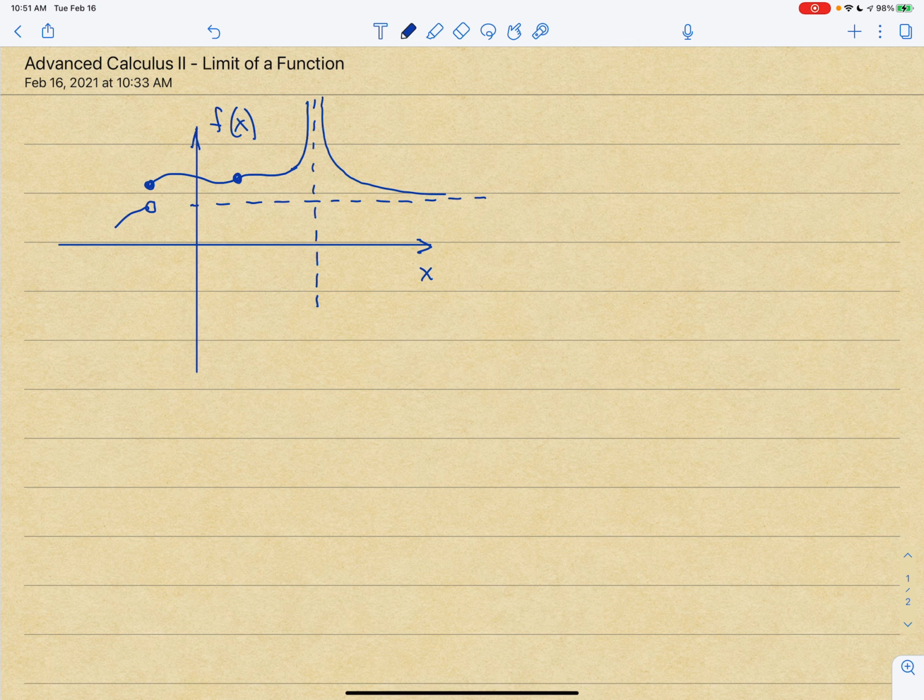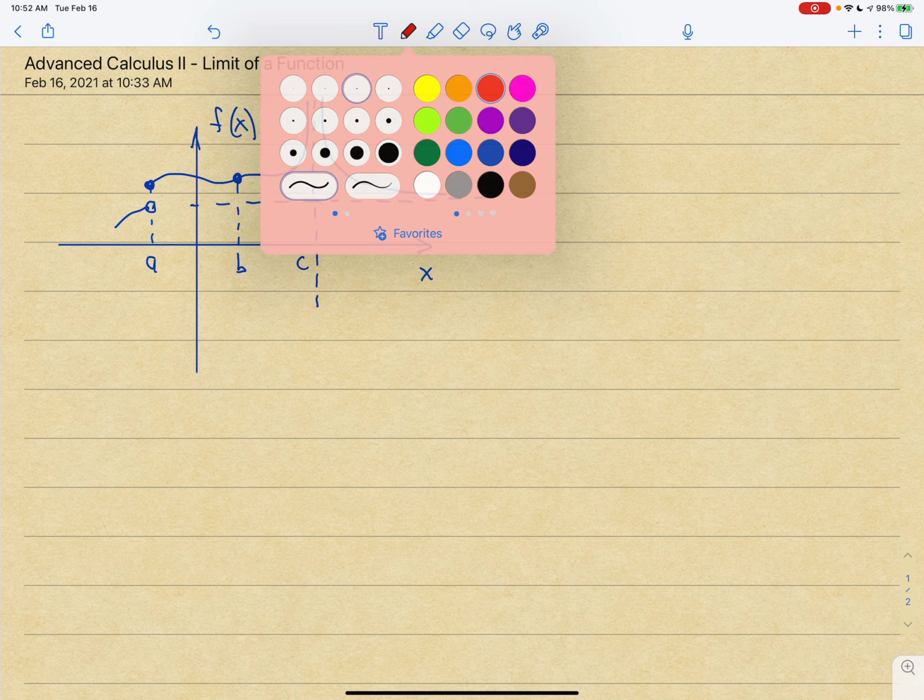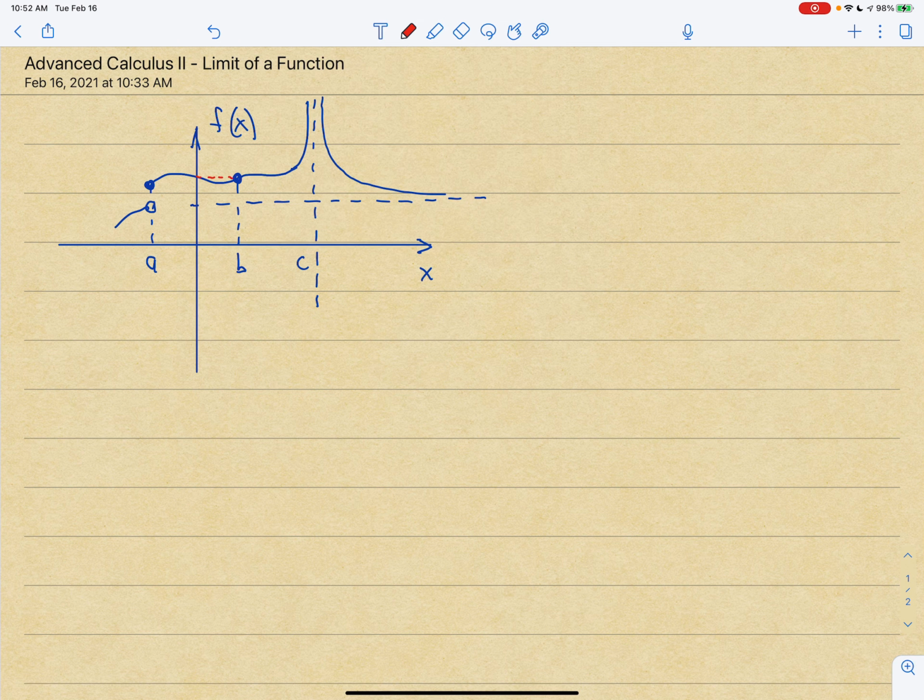And let's label a few points here. So this will be A, B, C, and maybe so let's call this P, this one is Q, and this number is R. And I want to consider the following limits. So let's look at the point A first.